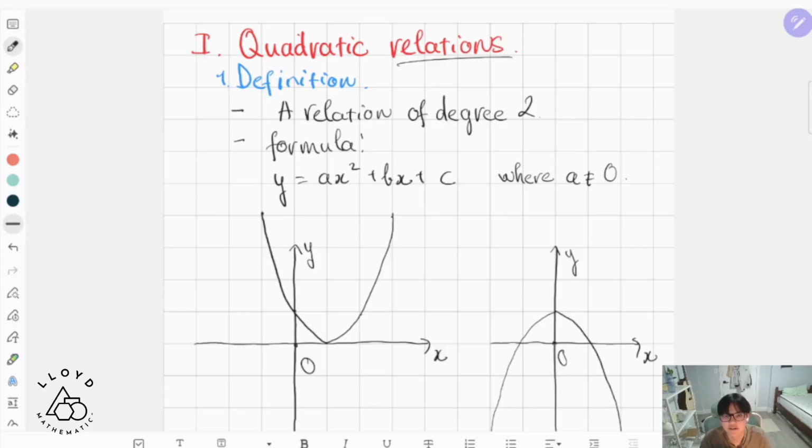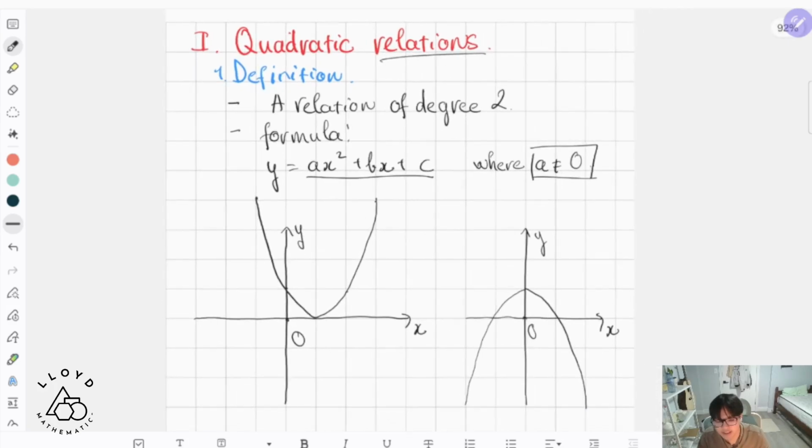So what is a quadratic relation? As I mentioned here, it is a relation of degree 2, which has a formula of ax squared plus bx plus c, where a is different from 0. Because if a is equal to 0, this will become a linear relation, which is the same as what we learned in chapter 1 and chapter 2. So it needs to be different from 0, and a, b, c are the coefficients in this formula.